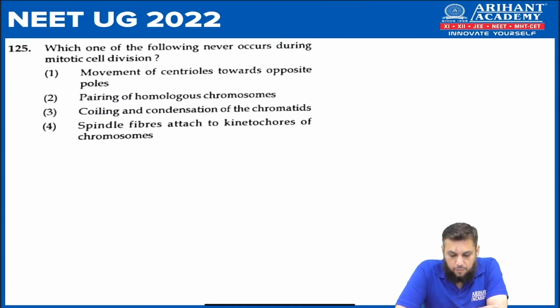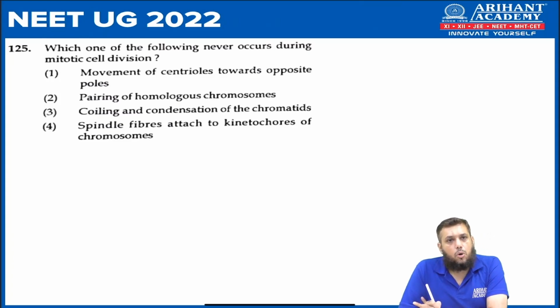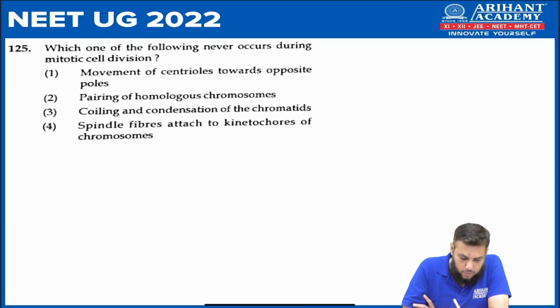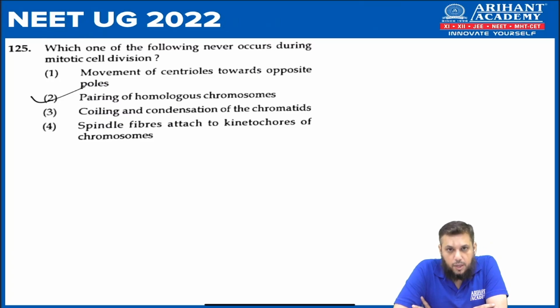Which of the following never occurs during mitotic divisions? Mitotic division is an equational division. There is no crossing over. Okay, these are all properties. Crossing over, pairing of homologous chromosome, these are all properties of meiosis. So movement of centrioles to opposite poles, yes, that occurs. The centrioles divide and move towards the opposite pole. Pairing of homologous chromosomes occurs during the meiotic cell division, not mitosis. So 125, we'll go with the answer 2.